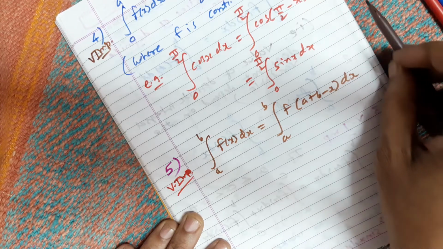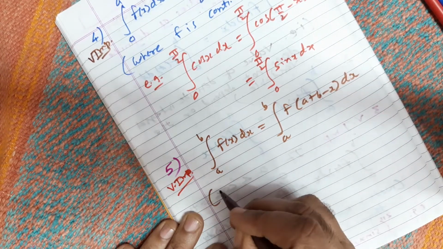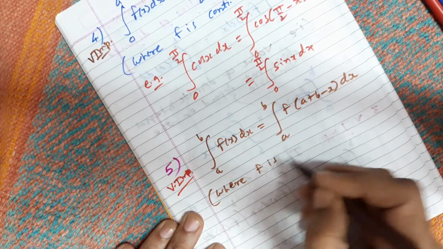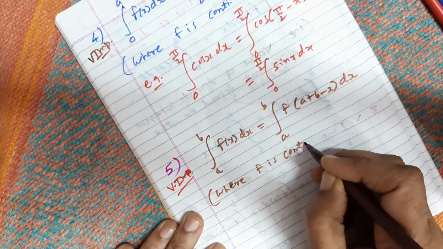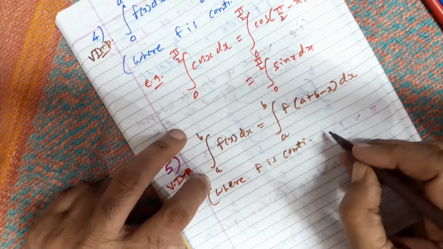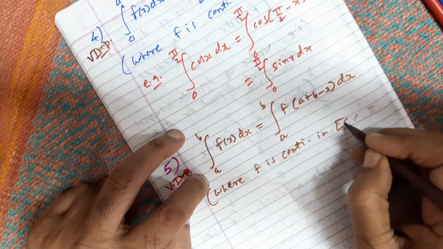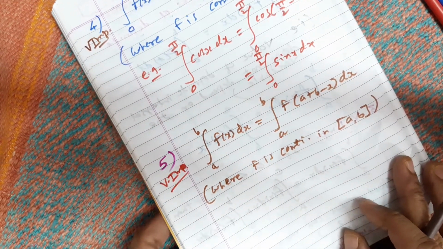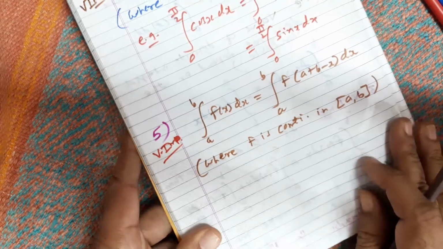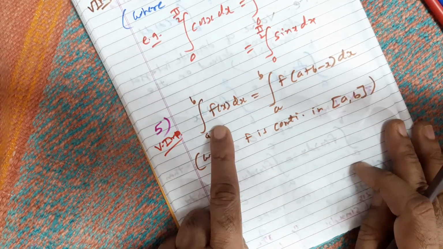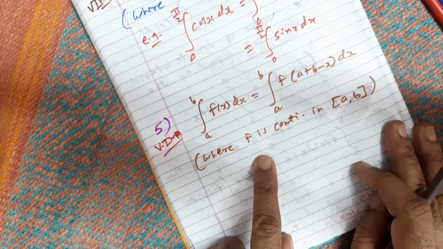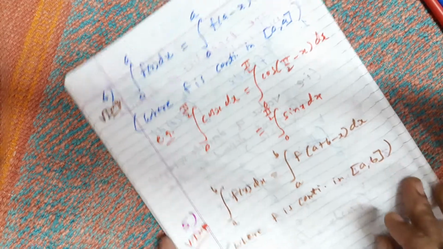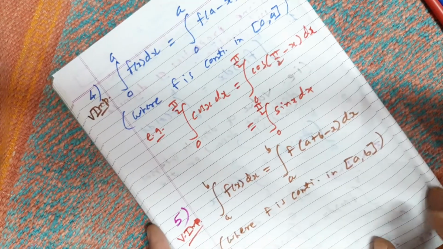Okay, and here also I have to write down that the function f(x) must be continuous in the closed interval a to b. This should be there, which is not given in the textbook. They have written only the property, but this is also compulsory. Now what does this property say? Look at the fourth property and look at the fifth one. Look at both fourth and fifth.